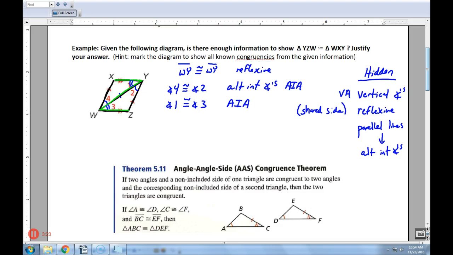So looking now at my triangles and I look at my markings, in the two triangles I do have an angle, the side in between, and an angle. So yes, these two triangles are congruent. Whoa, I started writing a bad word there. Not ASS, but ASA. Angle, side, angle.